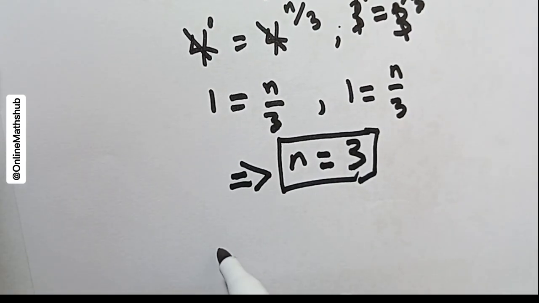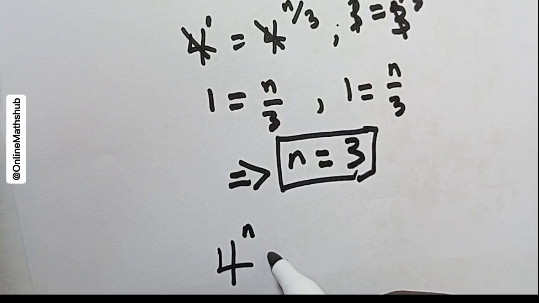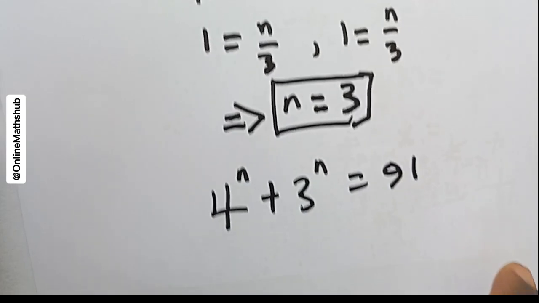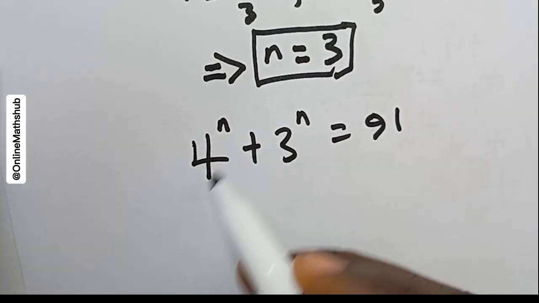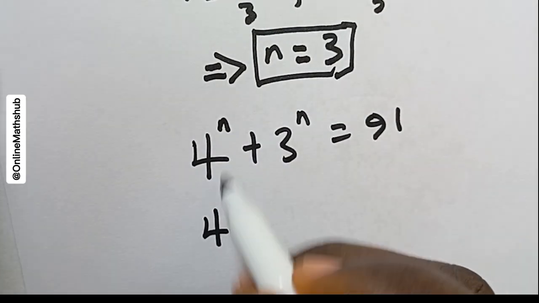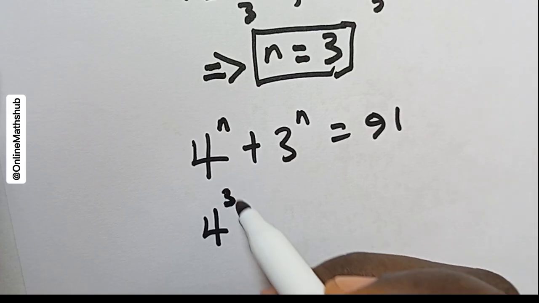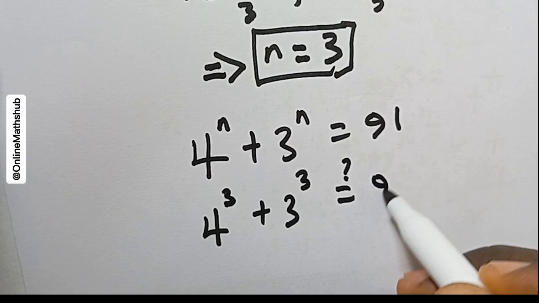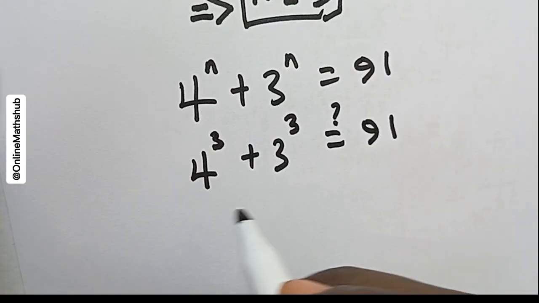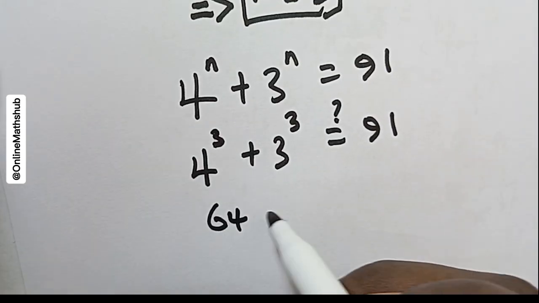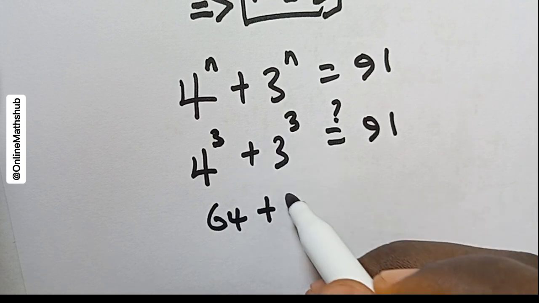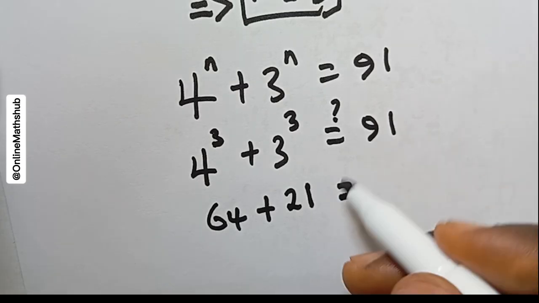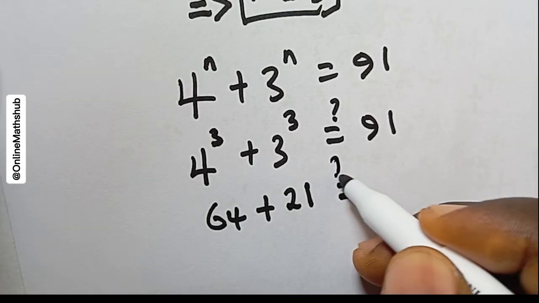And of course, you may want to find out whether that is true. 4 power n plus 3 power n is equal to 91. So we want to find out whether n equal to 3 will satisfy. So substitute 3 for n. So we have 4 power 3 plus 3 power 3. Will this be equal to 91? Okay, and of course 4 power 3 is 64, and then plus 3 power 3. When you sum two of them, will that be equal to 91?